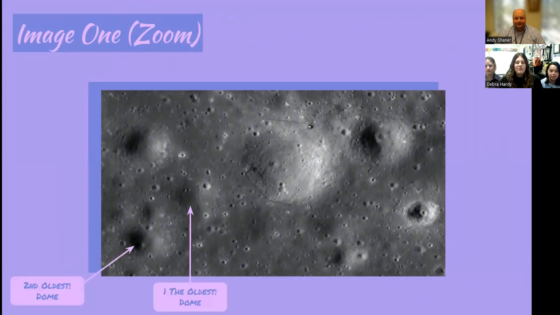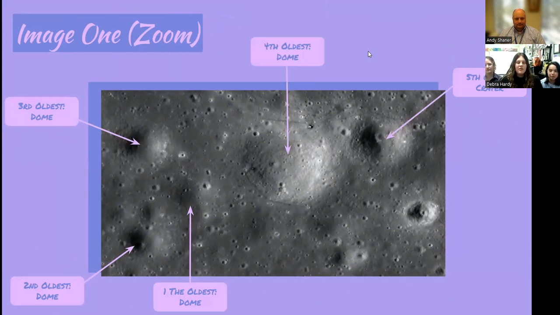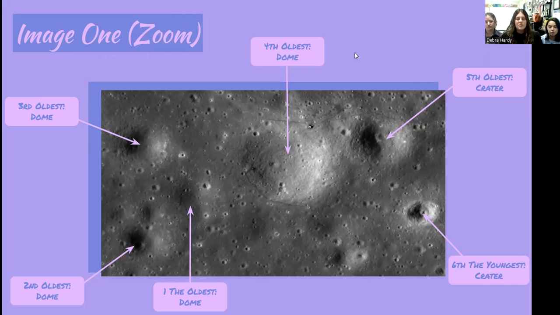From what we decided, the features on the left, so the first oldest dome, second oldest dome, and third oldest dome, we thought those were some of the oldest features in the picture because of how eroded they look and low to the ground, not very defined edges. And then on the right, those two craters we thought were younger because they're more defined. And the large dome in the middle we thought was more pronounced than the domes on the left. So we think those are younger than the features on the left-hand side of the picture.